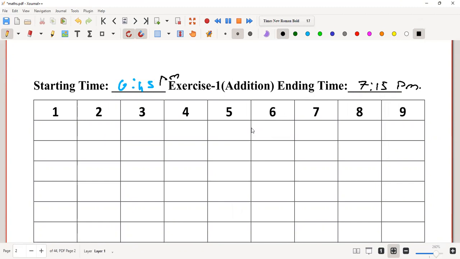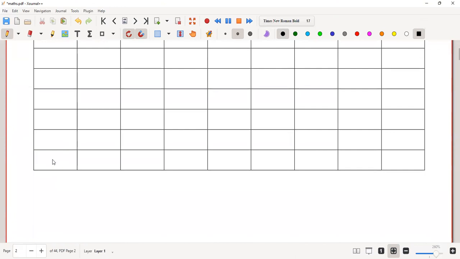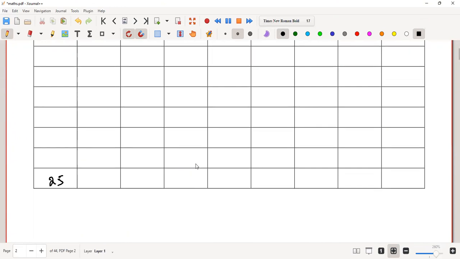Identify one. One plus one is two. Two plus one is three. That is, I'll be writing one plus one, two. 2 plus 1, 3. 3 plus 1, 4. 4 plus 1, 5. Likewise, I would be writing until 25. So my mind will be accustomed to how to add one bit. All right. Next, I'll be moving to the next step.